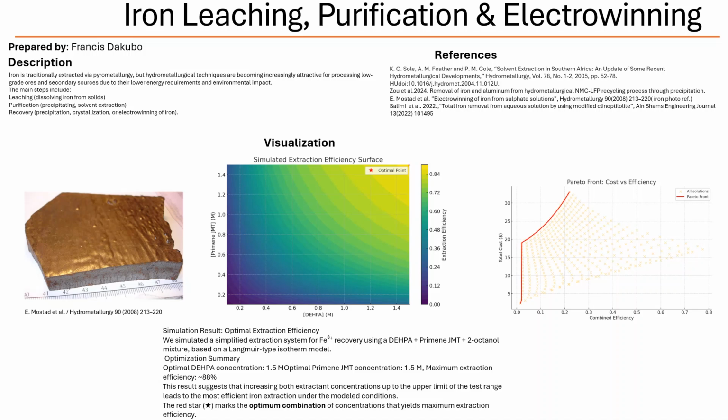Always. And finally, we have the amines, like Primene 81R. They work a bit differently, forming adducts with iron instead of just swapping ions. The solvent you use with them, the diluent, and any modifiers you add, they all play a role in how much iron can be extracted. So lots of variables to tweak. Yeah, and researchers are constantly working to find better combinations. The amines are promising, but there's still a lot of room for improvement.